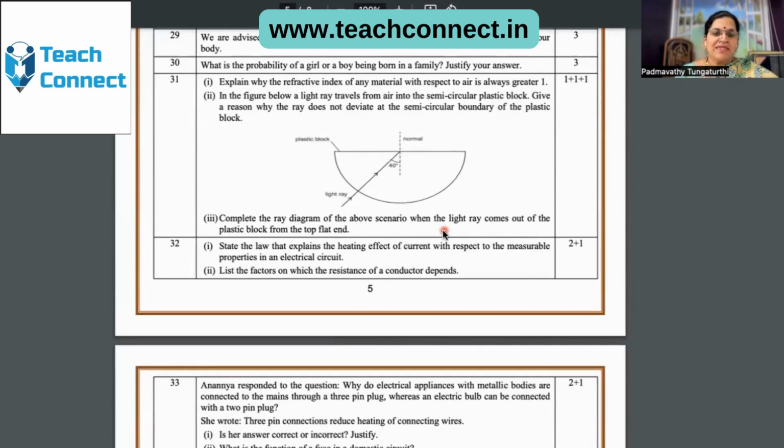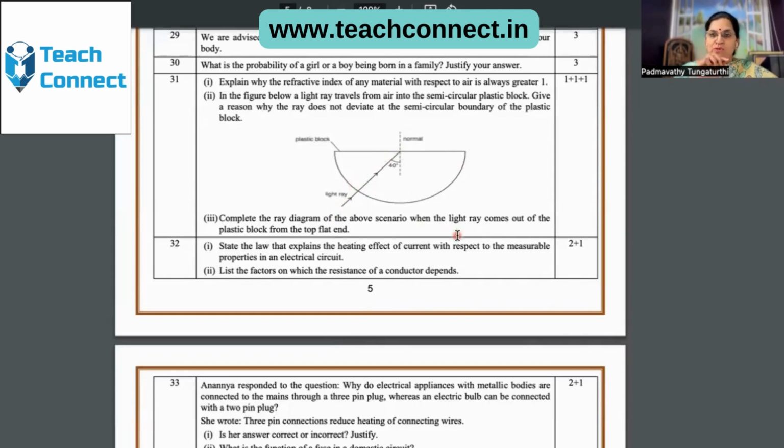Semicircular boundary of the plastic block, it doesn't deviate. Or if the light ray is passing through the normal, then also it doesn't deviate. But here in this case, the density of the plastic block is equal to the density of air. That's the reason it doesn't deviate over here. See, it is given a straight line.